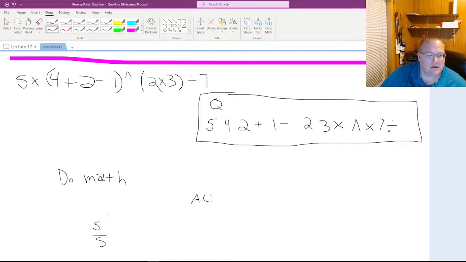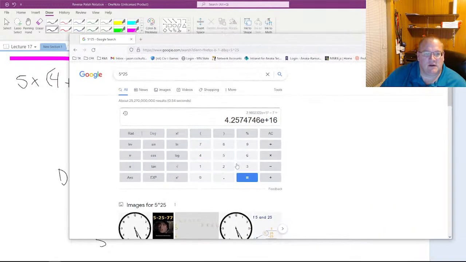I made a mistake somewhere, didn't I? No. The 6th power. And then I push the 7 on there, and then I say 5 to the 6th divided by 7. All right, so let's do 5 to the 6th here.